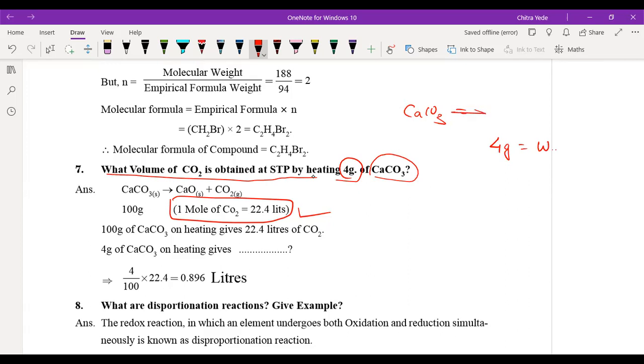See here, if we heat that calcium carbonate, what will we get? We will get CaO plus CO2. It is the dissociation reaction. So when we heat that, we will get carbon dioxide here. So if we are heating 1 mole of calcium carbonate, that means we are getting 1 mole of carbon dioxide. Is it or not?